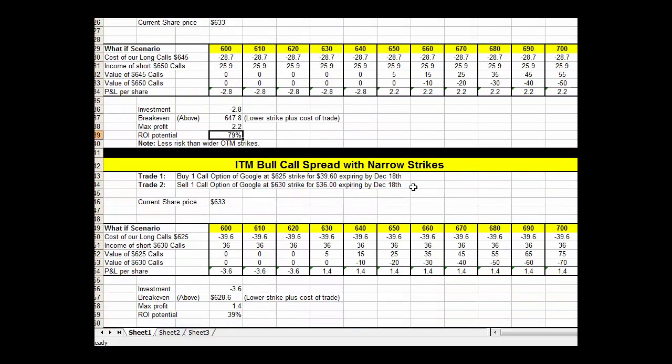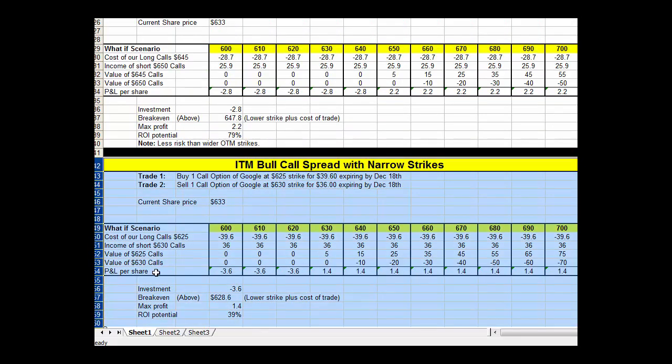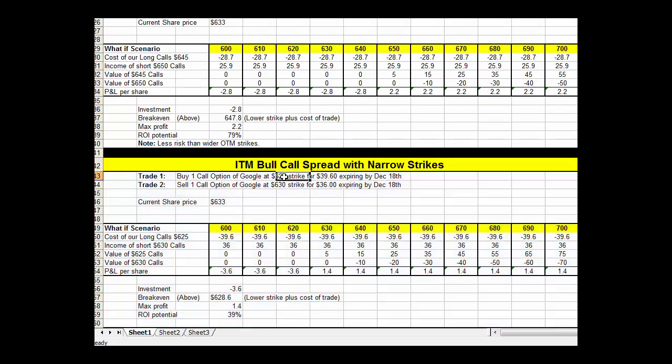And on our third one, if you would have picked in the money strikes, so that's strike prices below where the current share price is trading. In this case, we picked 625 and 630. You can see that our investment has gone up a bit, which is 360. And our max profit has dropped substantially to 140. And our return on investment is 39%.